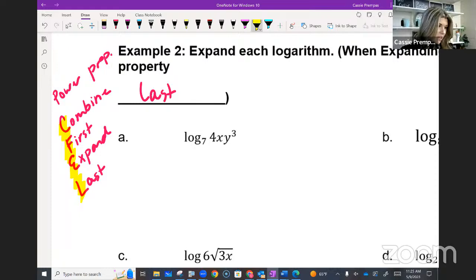Speaking of, letter A, we're expanding. Do you see the power property at all? Do you see a power? The 3. So we're going to take care of this last. Now we have to think, how do we separate it? The 4 has been multiplied by the x and by the y cubed. How do you separate those out? Am I going to use a plus sign between logs or a minus sign?